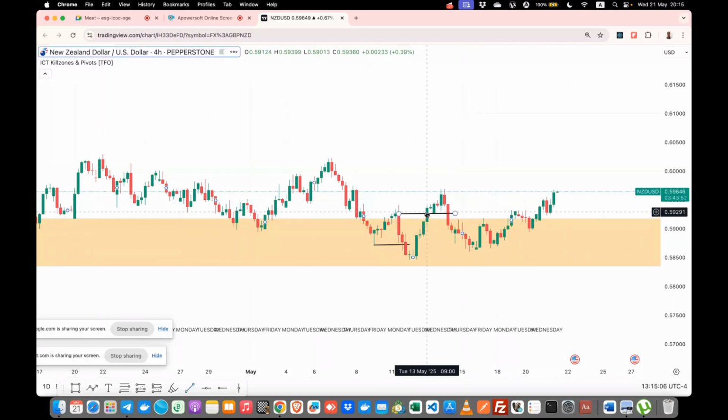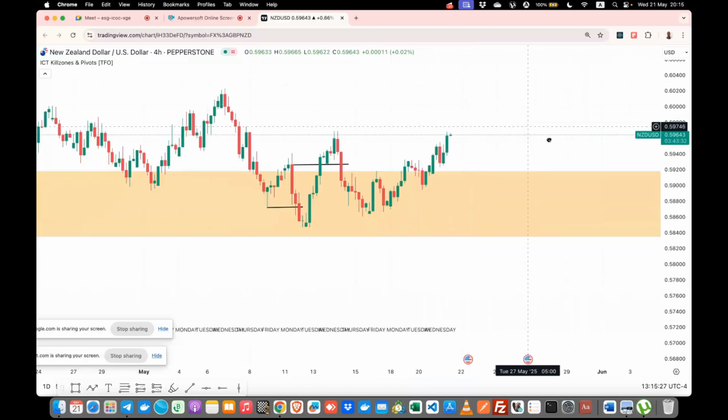So the moment we close above this point, that is when you can consider a change in state of delivery has occurred. A good example is here. At this point here, change in state of delivery has occurred when we closed above this body here. So now change in state of delivery, like we said, can be used like any PDRE.